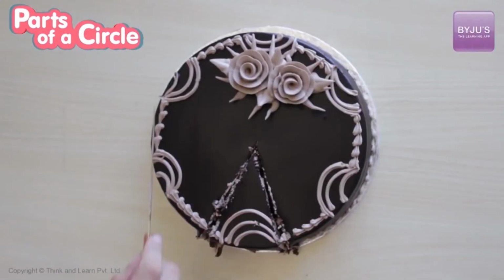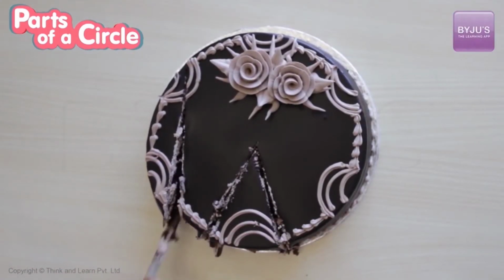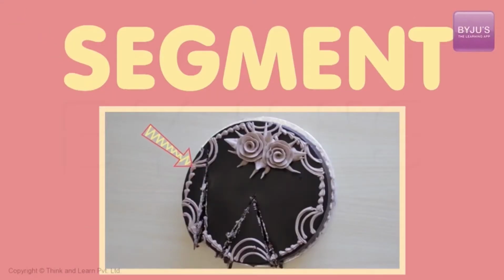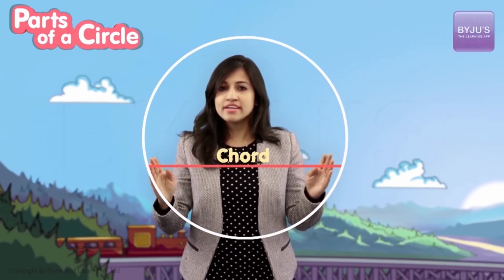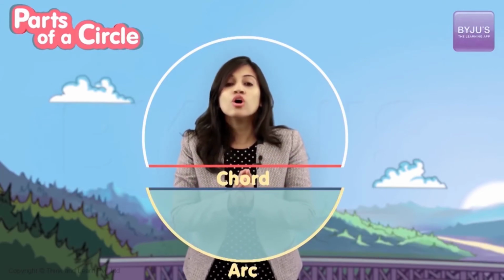Now, going back to our chocolate cake, what if I cut it like this and I separate this section? What a badly cut piece of cake. This badly cut piece of cake, my dear, is called a segment. If I have a circle over here and if I draw a chord and decide to chop off part of it, the area enclosed within this arc and the chord is called the segment.